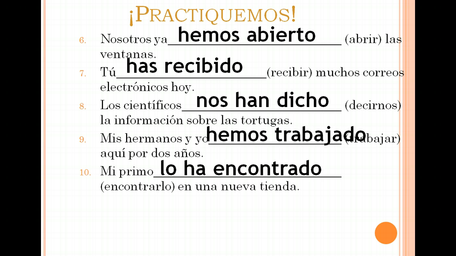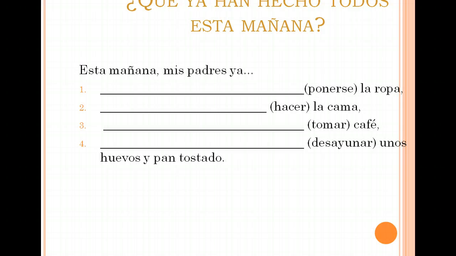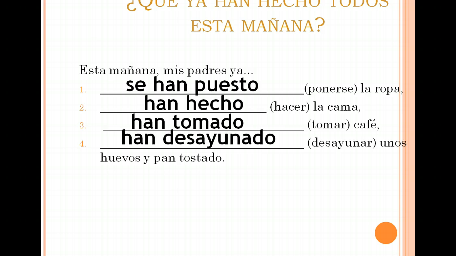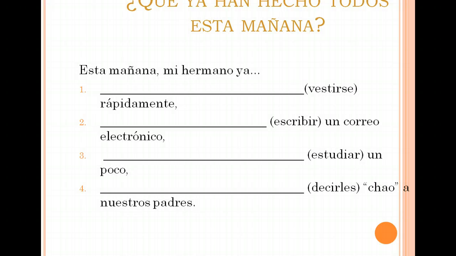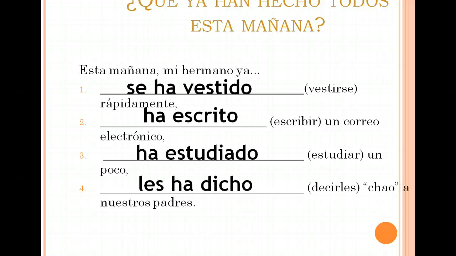Hemos trabajado. Lo ha encontrado. So again, direct object pronoun. It goes in front. We don't change it. Me he levantado. That is reflexive, so we do change it. He ido. Me he duchado. Me he cepillado. Se han puesto, han hecho, han tomado, and han desayunado. And now mi hermana, so it'll be the ella form. So se ha vestido, ha escrito, ha estudiado, and les ha dicho.